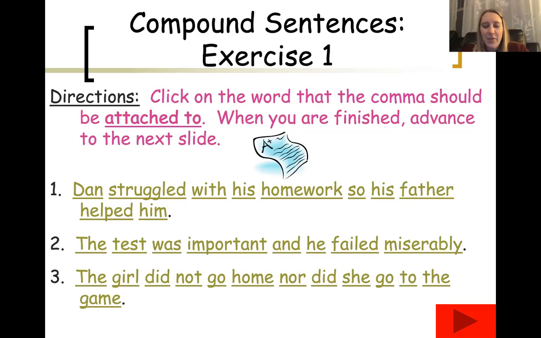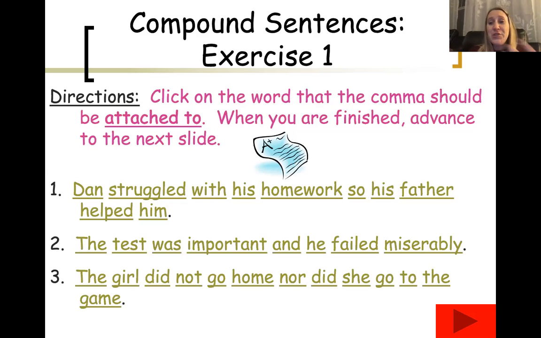All right, perfect. Looks like almost all of you got that right. So you want to make sure that you put comma and he failed miserably. So the test was important is our first independent clause. He failed miserably is our second independent clause. So we want to put the comma and.